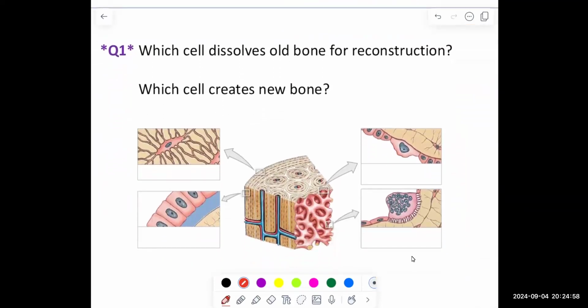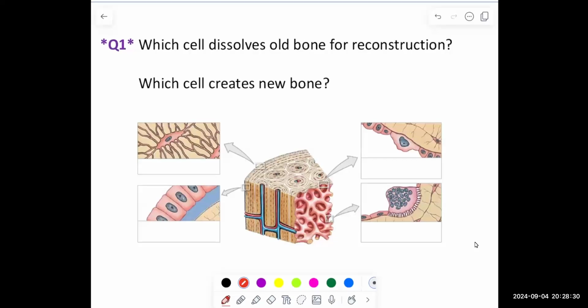On your cards, please. Which cell dissolves old bone for reconstruction? Remember, cuts, breaks down. Which one creates new bone? Which one's the builder? Osteoblast. Okay, so we need to be able to identify them by their function. Okay, just like this.